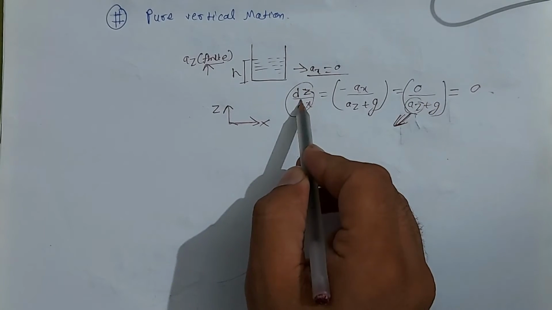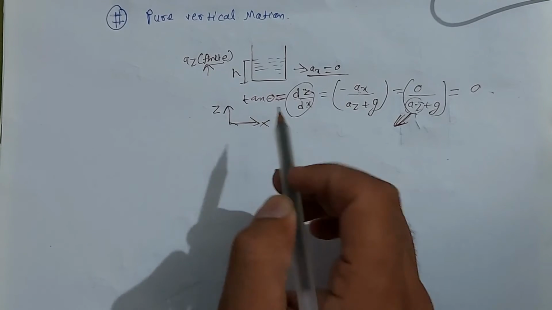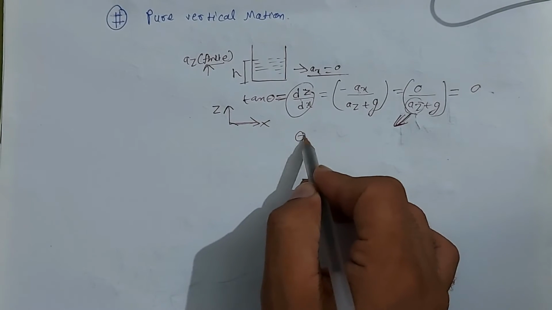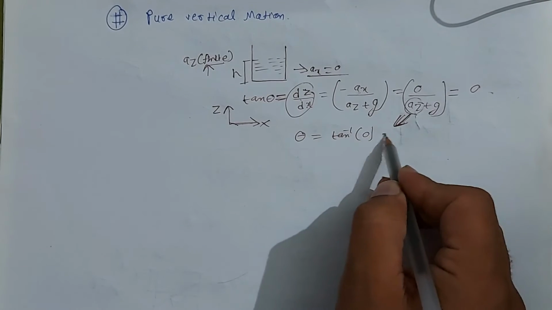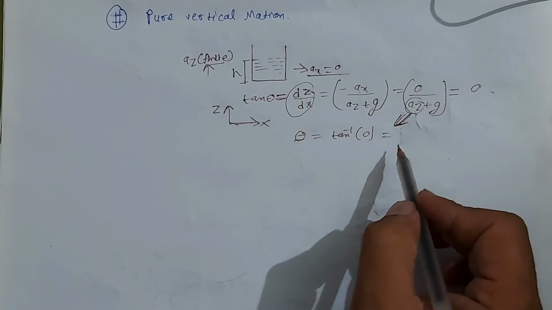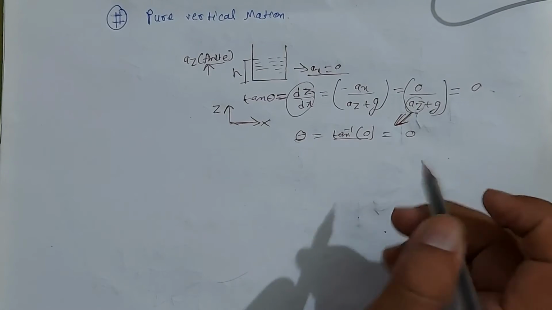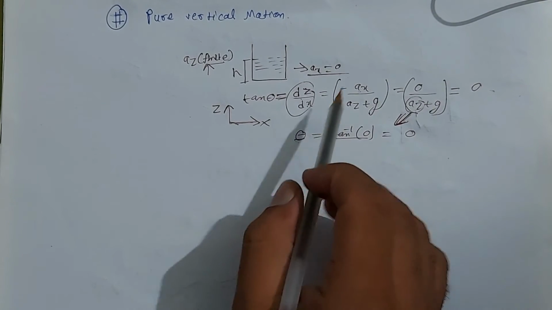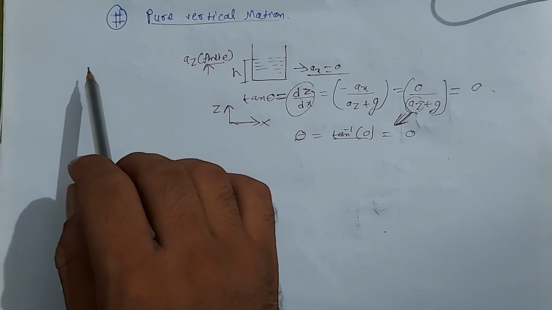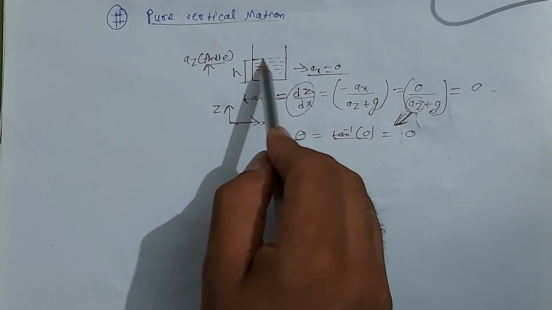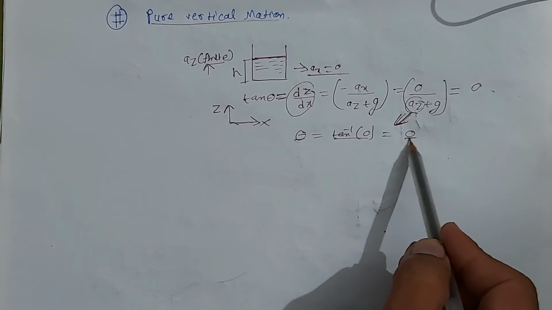And dz by dx is nothing but the slope. Slope means tan theta. So from here you can find out theta. Theta comes out to be tan inverse 0, right? Theta is the inclination of the free surface, and you know tan inverse 0 is 0. This means if you have a pure vertical motion case, then the shape of the free surface would be horizontal. There would be no inclination.